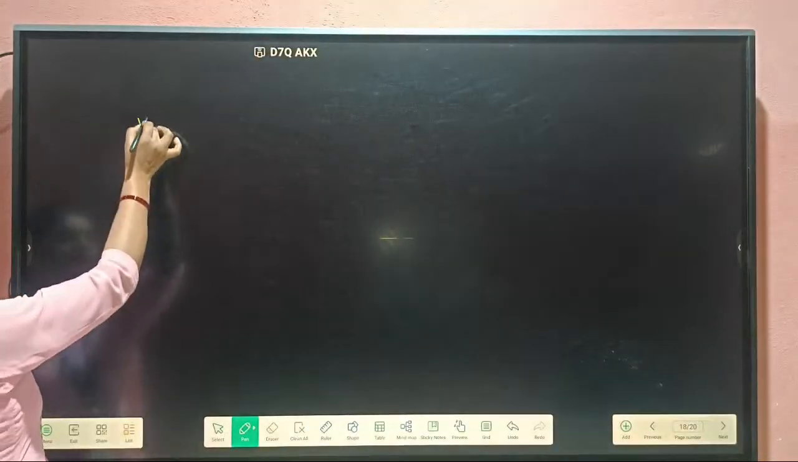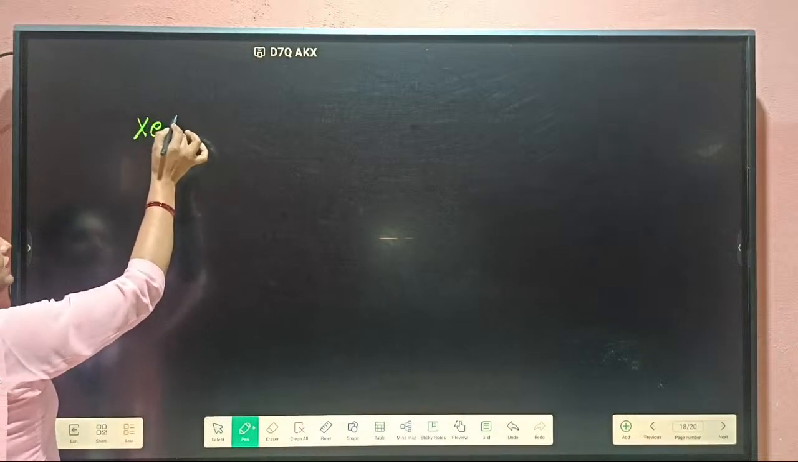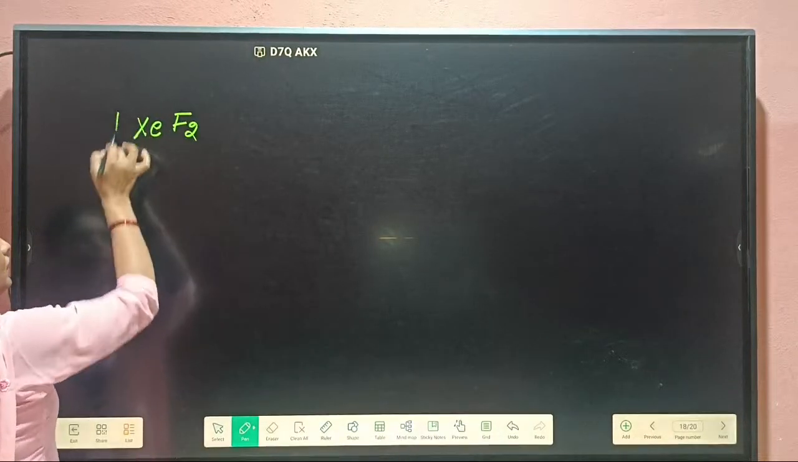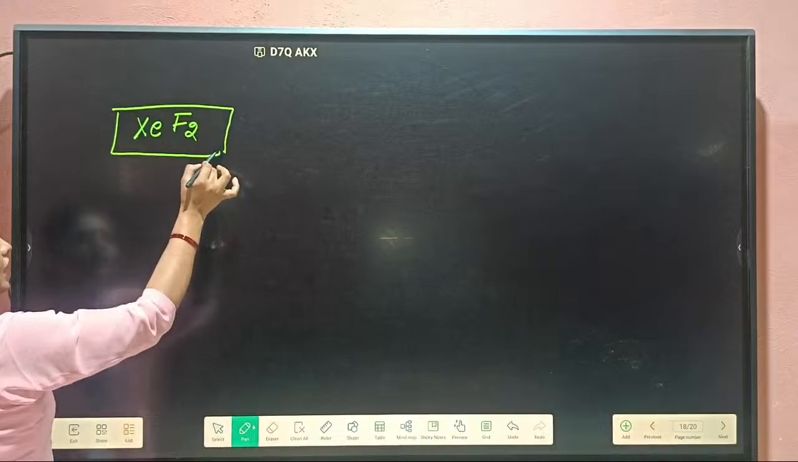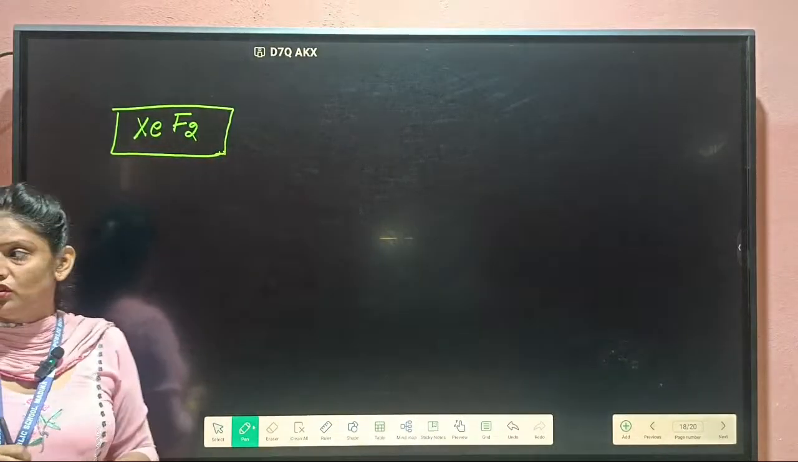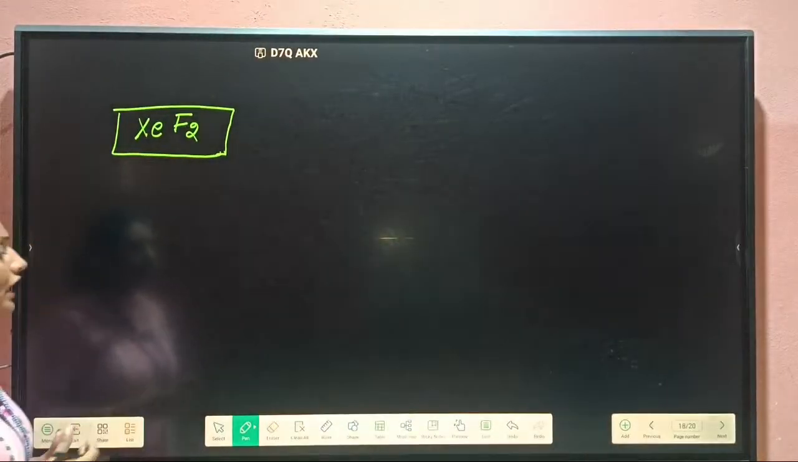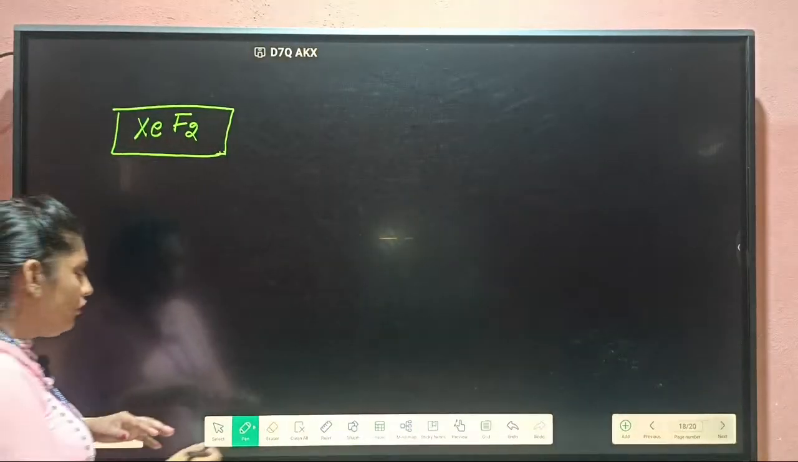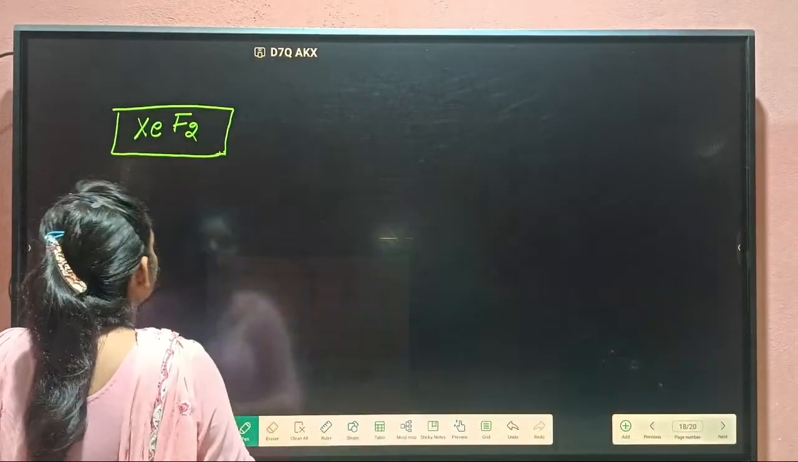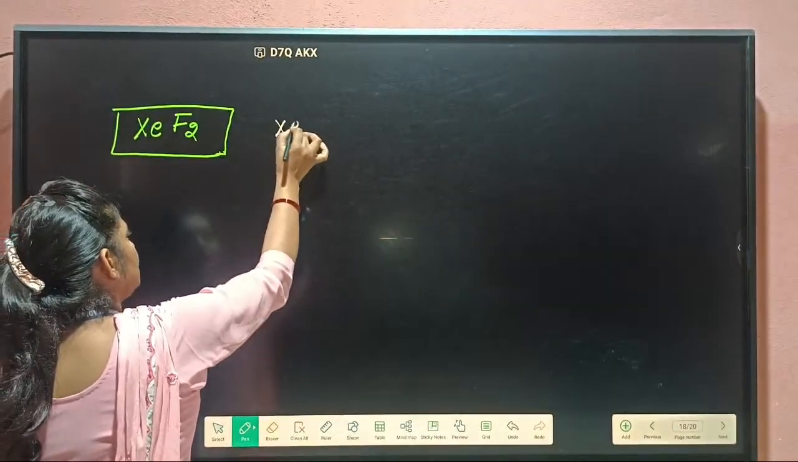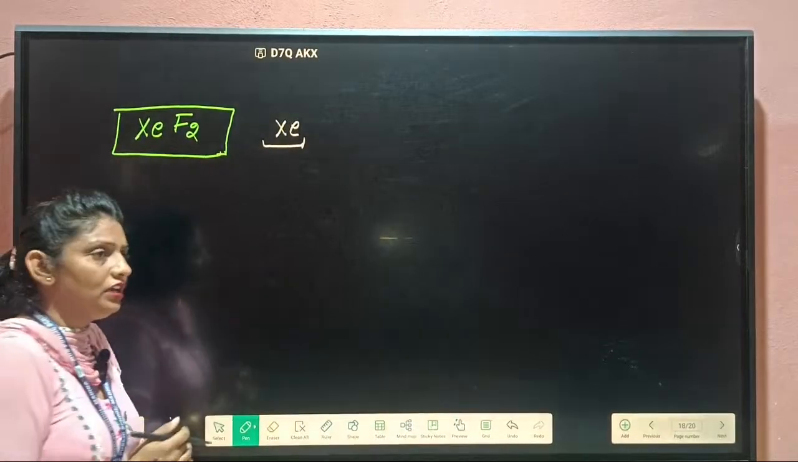Like, students, if XeF2 is given, then tell about the hybridization for this one. How can you tell? Simply, students, first of all you will identify the central element. Here the central element is xenon.